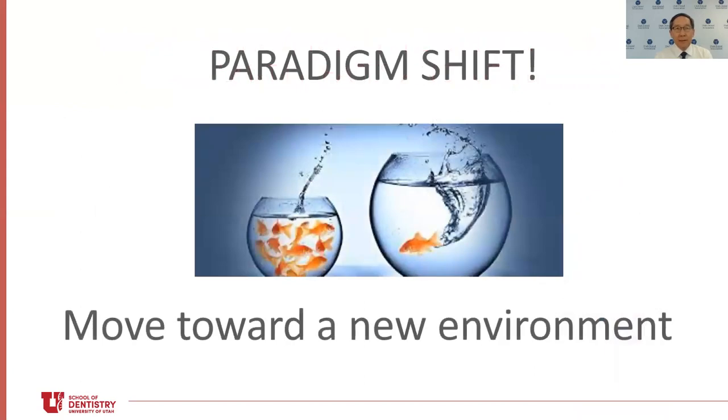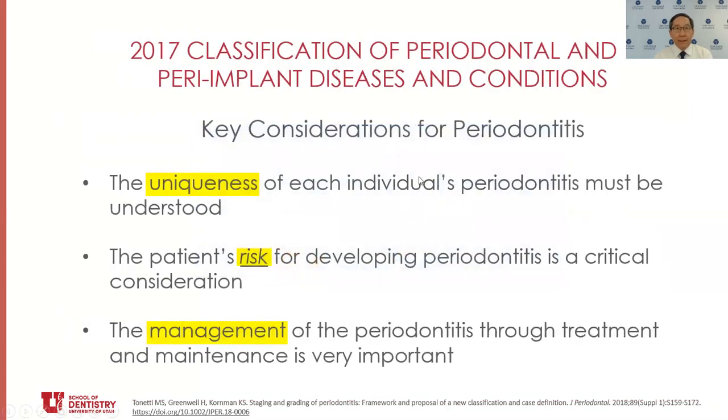So as you move to the 2017 classification, this is going to require a total alteration in your thinking process. It's a paradigm shift. So we need to move to a new environment, get out of the normal fishbowl that you've been in, jump into a whole new environment, and then you'll be able to make a successful transition to the 2017 classification. So what's new, what's different about the 2017 classification?